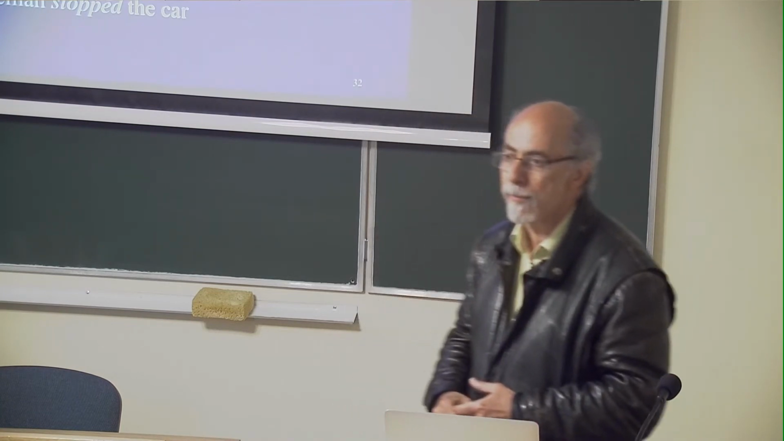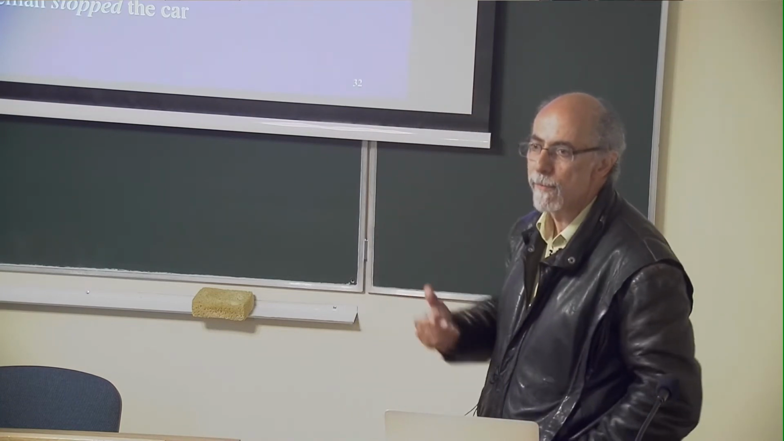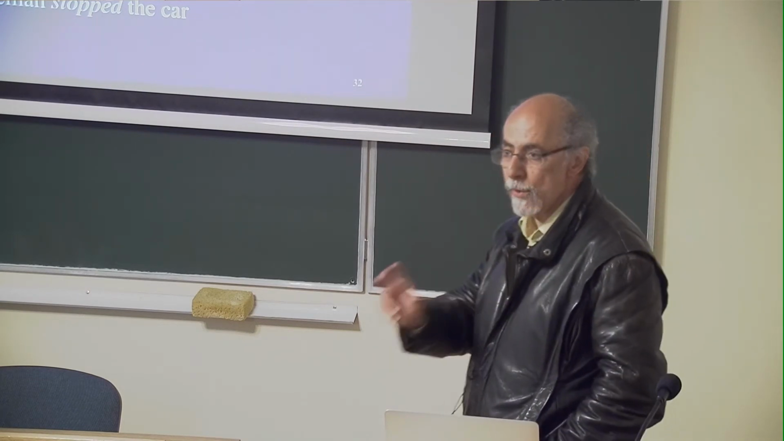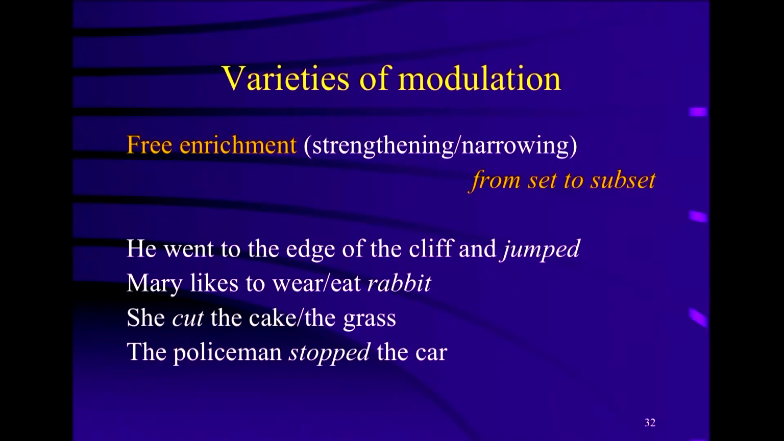So let me give you examples of that sort of thing. There are several sub-types of modulation. A free enrichment is the case in which you're using words with a meaning that's more determinate, more restricted than the literal meaning. So take a case like this. Mary likes to wear rabbit. Rabbit means rabbit fur because you have the verb to wear. But you can also say that she likes to eat rabbit, and now rabbit means rabbit meat.